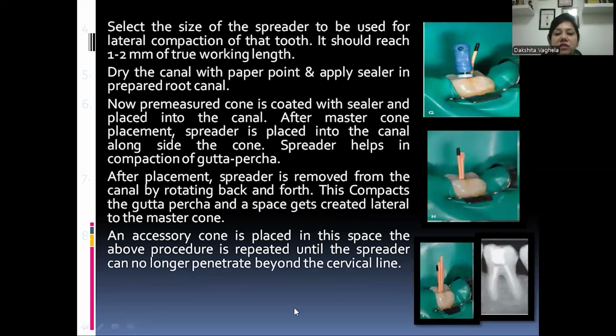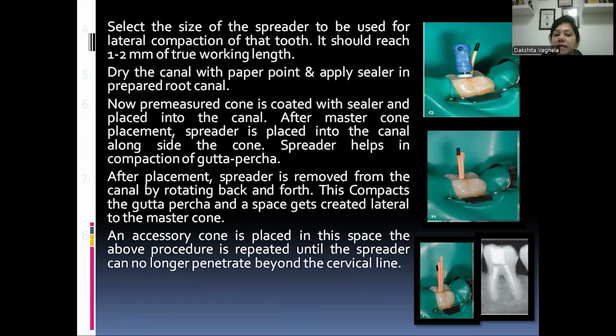Now select the size of the spreader to be used for lateral compaction of that tooth. It should reach 1 to 2 mm of the true working length. So we have put the master cone inside. Now we are choosing the spreader. So this is a 40 size cone. So we now go to a 35 size spreader and we see whether it is going 1 to 2 mm of the true working length.